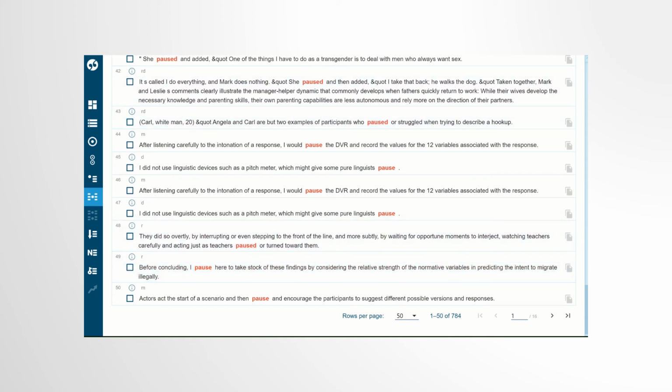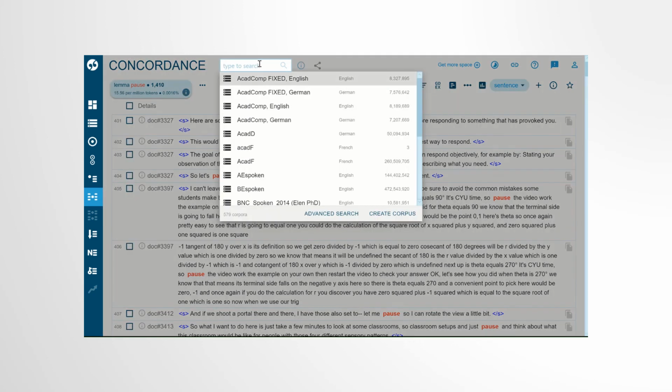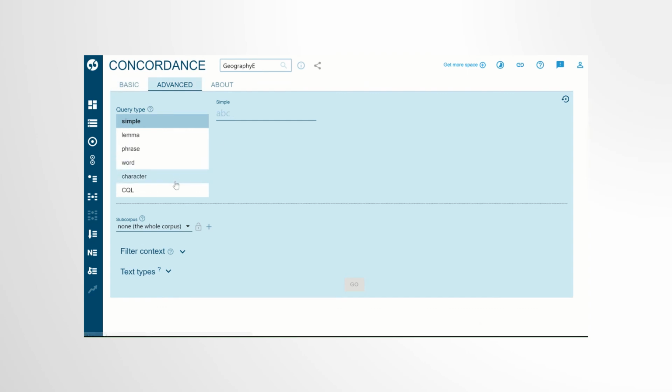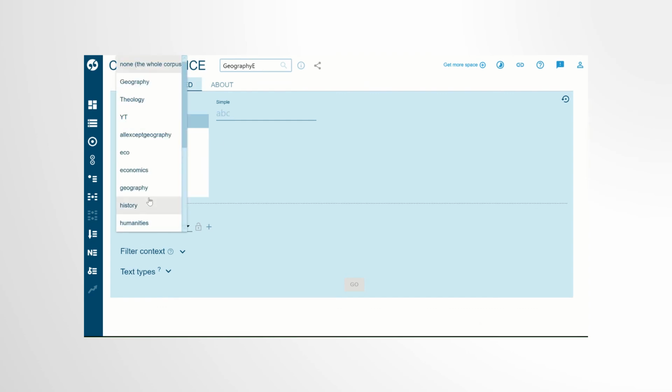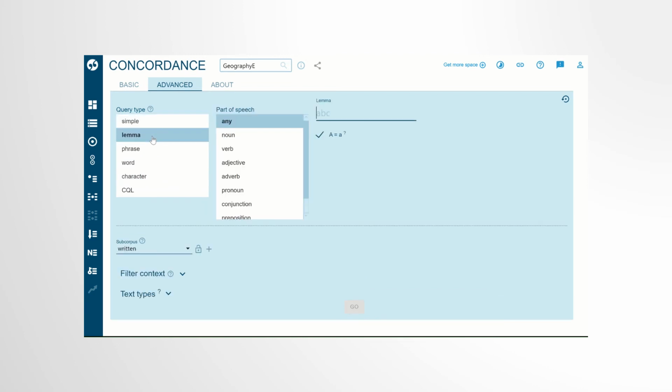Okay, let's have a look at writing. Oh no, that's speech as well. So let's look at geography. Same type of query. The written version of the corpus. We need the verb again, and we need pause.